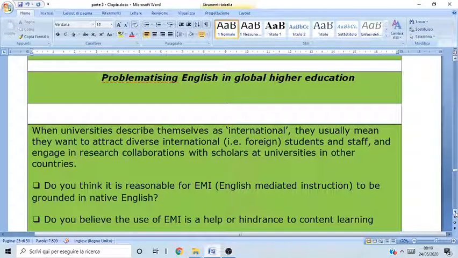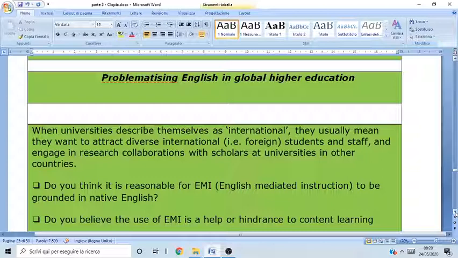So what's going on with English used for higher education? With higher education, they mean university, okay, in the academic field. You all know that some universities show off that international label. Why do they do that? Because obviously they want to get funds, right? They want to show that the university is a good university. It wants to attract both foreign students and teachers, and also staff.